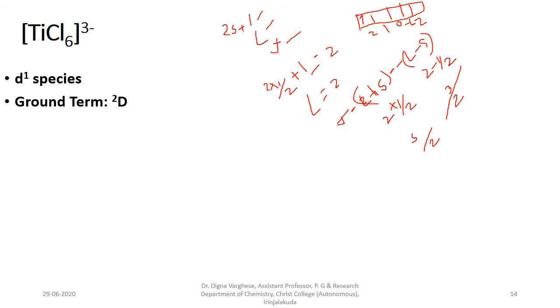This is less than half filled state, so the lower value is taken. So the term is: 2S+1 value is 2, and L is equal to 2, with 0 for S, 1 for P, and 2 for D. So the term is 2D 3/2. This is the ground term for the d1 species.